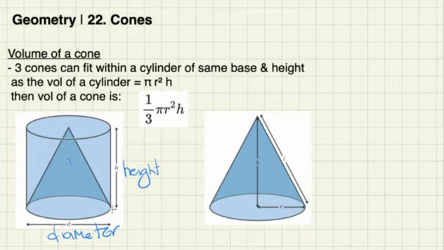And h is the perpendicular height. So the perpendicular is a line drawn from the apex all the way to the middle at right angles.